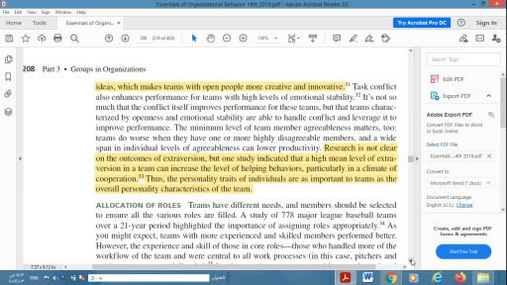Research is not clear on the outcomes of extraversion, but one study indicates that high mean level of extraversion in a team can increase the level of helping behavior, particularly in a climate of cooperation. Thus, the personality traits of individuals are as important to team as the overall personality characteristics of the team.